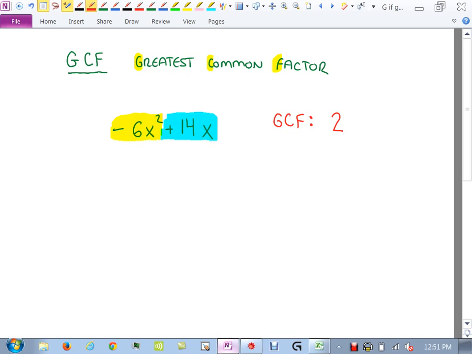Now, look at the variables. We have x squared and we have x, don't we? Remember, x squared is really x times x, right? And then x by itself is just an x. What we're going to use here, like the 2, is we're going to look at these and say, what do they have in common? They both have at least one x, right? Do they both have 2 x's? Not both of them, right? So the only thing they both have in common is a single x, right? They both have a single x.